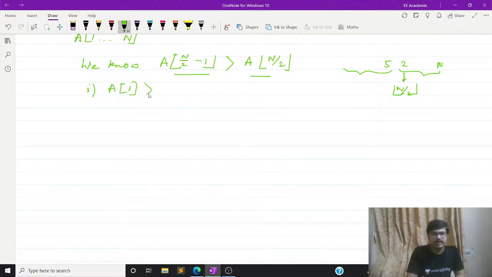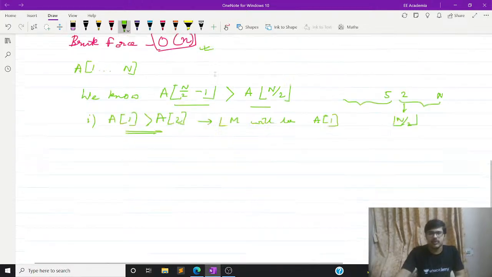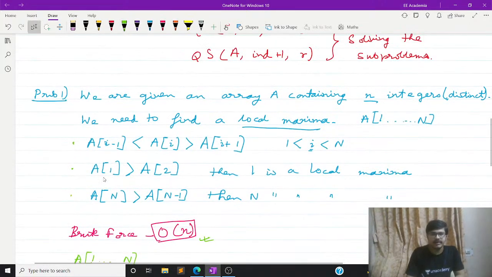If the first element is greater than the second element, then what is the local maximum? If this is the case, then the local maximum would be A1, right? Like local maxima will be A1, because we know that it is a corner element, and this is the case.